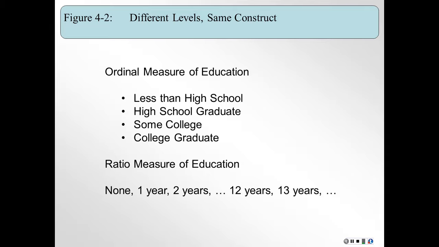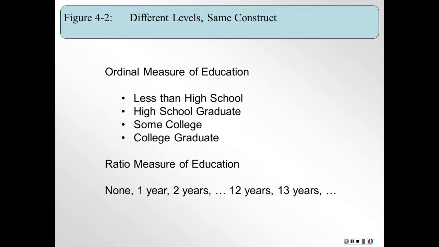Or we can measure education as a ratio level measure. Ask a person how many years of formal education they have. Response categories here would be none, 1 year, 2 years, 3 years, 4 years, 5 years, 6 years, etc. So we can measure concepts at different levels, not just in different ways, but at different levels. This becomes very important later on when we consider what we want to do with the data. The math that you can perform differs.